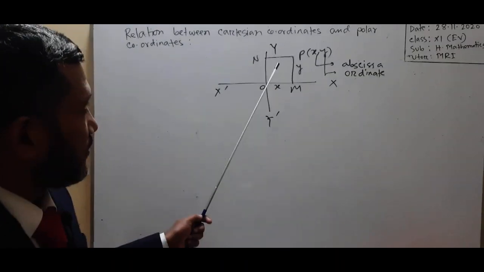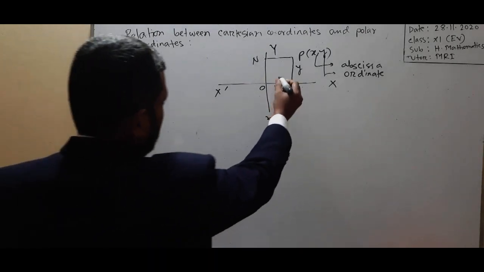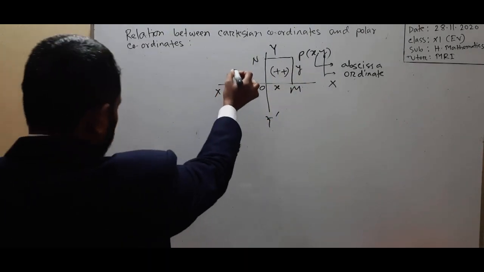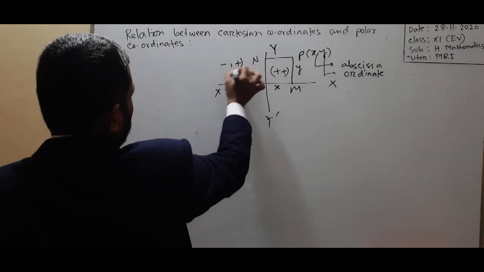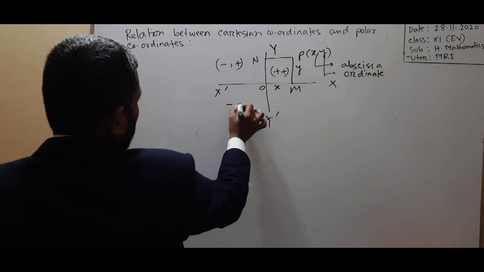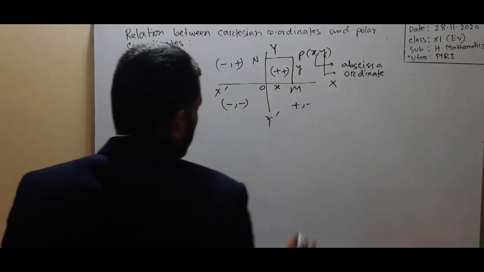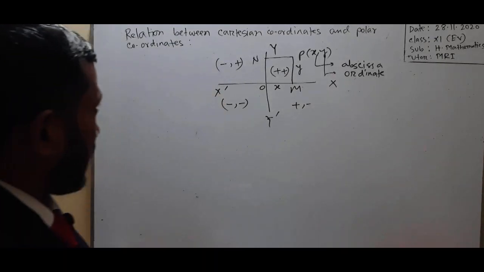Abscissa and ordinate in the first quadrant are all positive, so the signs will be plus plus. In the second quadrant, abscissa is negative and ordinate positive. Here abscissa and ordinate are both negative. Here abscissa is positive and ordinate negative. This is the discussion on Cartesian coordinates.